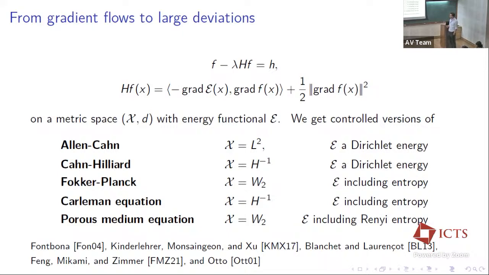Now, if you look at the Kac-Ising model, where instead of spin flips you do spin exchange, you introduce an additional conservation law. And then the equation that goes with this is the Cahn-Hilliard equation. And the large deviation corresponds to the controlled version of that.